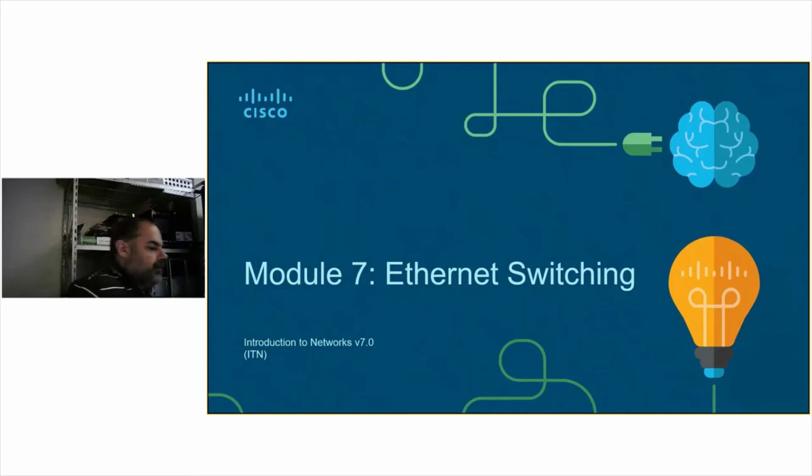Okay, so now we're up to Chapter 7, Ethernet switching. Basically, we're still talking about the data link layer, but we're talking about how Ethernet implements its data link layer through switches.